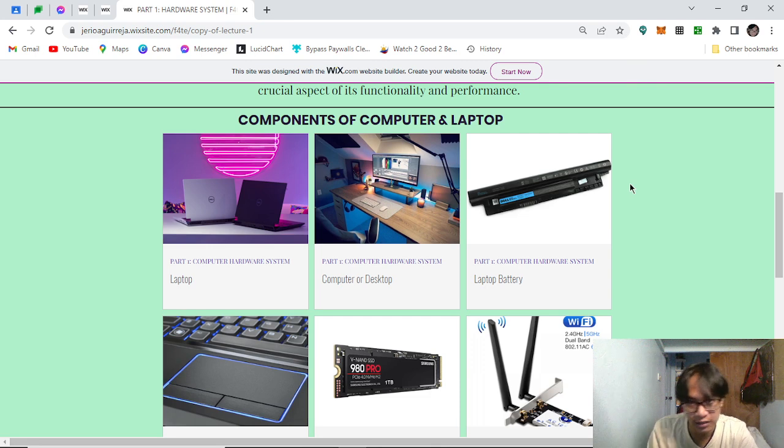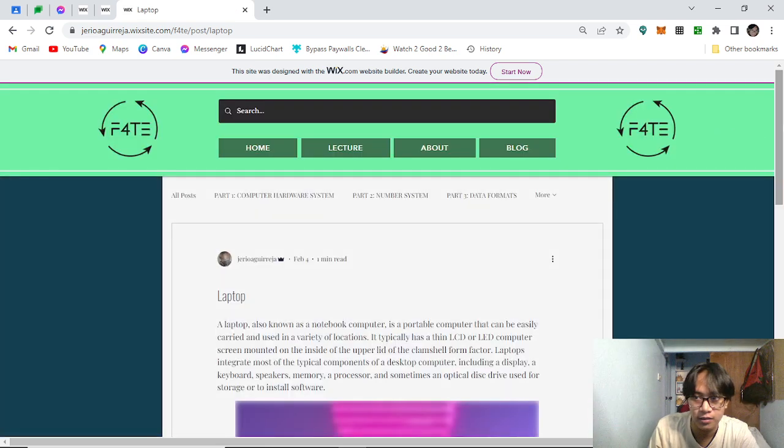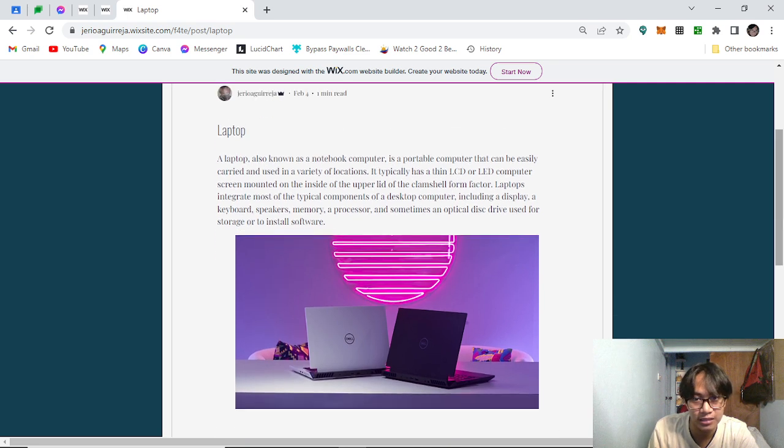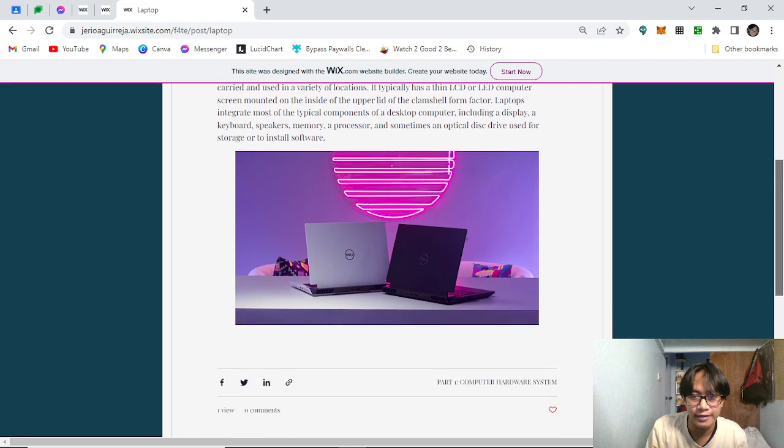So here's the components of computer and laptops. First is the laptop. For the laptop, also known as notebook computer, is a portable computer that can be easily carried and used in a variety of locations. So madadala natin siya kahit saan at mabibit-bit nga natin siya kahit saan man tayo pumunta. Pwede siyang pang bahay and office and also sa school. So it typically has a thin LCD or LED computer screen mounted on the inside of the upper lid of the clamshell form factor. So ayan.